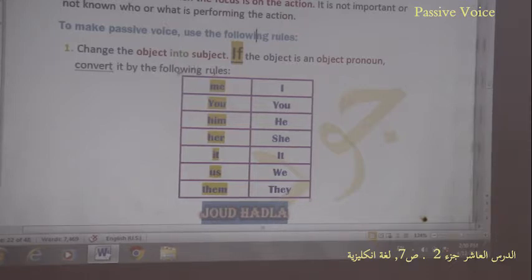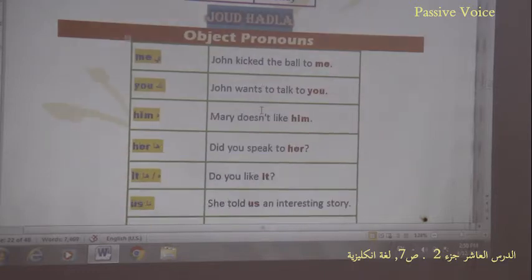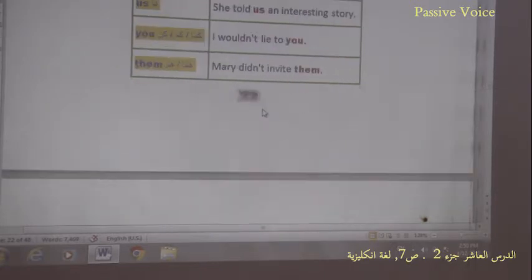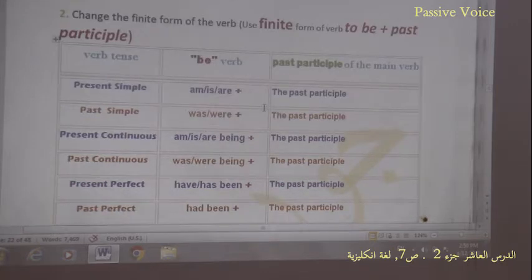So if we have an object pronoun, we change it into a subject pronoun, as you can see here in the chart. And we talked about this in the last lesson. Now, another important step is to change the form of the verb. So in the passive, we always need a finite form of verb to be, as I told you earlier. So we need a finite form of verb to be plus the third form of the verb, as you can see here. So always use a finite form of verb to be plus the past participle of the verb.